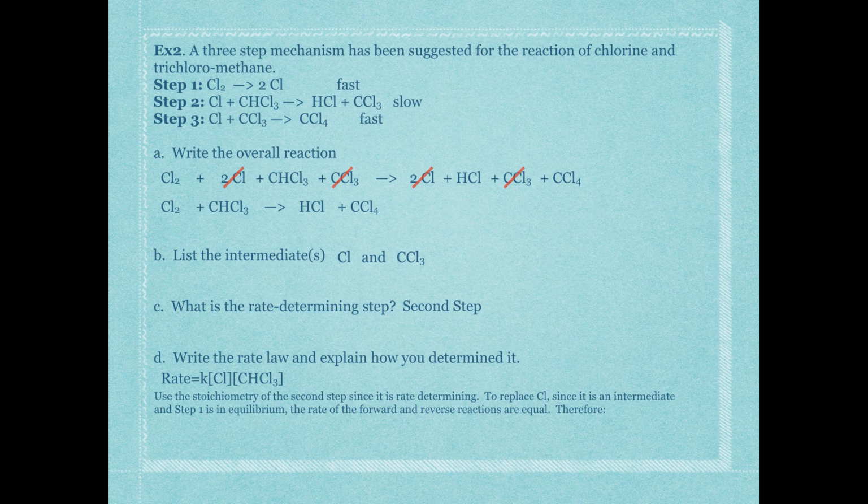To replace it, set the rate of your forward and reverse reactions for the step before equal to each other, and then I show it. So I show that the rate of the forward equals the rate of the reverse. Notice the forward reaction for step 1 would just be k times the concentration of Cl2, which equals the reverse, k times the concentration of Cl squared. Then I need to isolate Cl. So concentration of Cl all by itself would be k times the concentration of Cl2, but I've got to square root it since the concentration of Cl was squared. So I'm going to raise that to the 1/2.